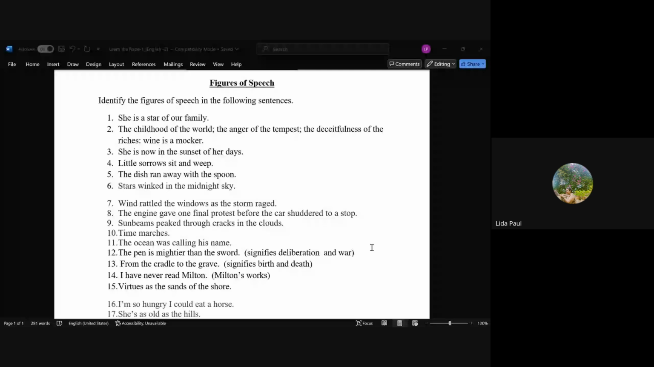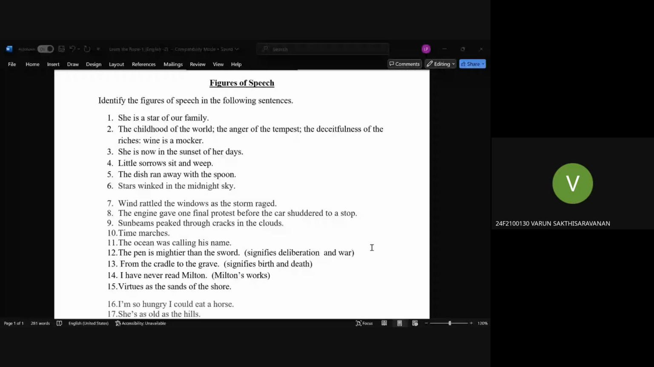Okay. Then comes the 14th one. I have never read Milton. Now, will this be a case of metonymy or will this be a case of synecdoche? I would like to know. Synecdoche. Okay, so why would you think it is synecdoche? I've never read Milton.